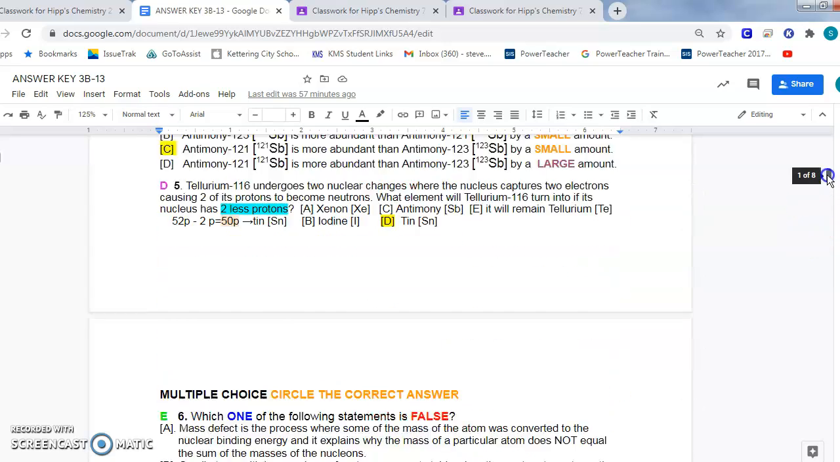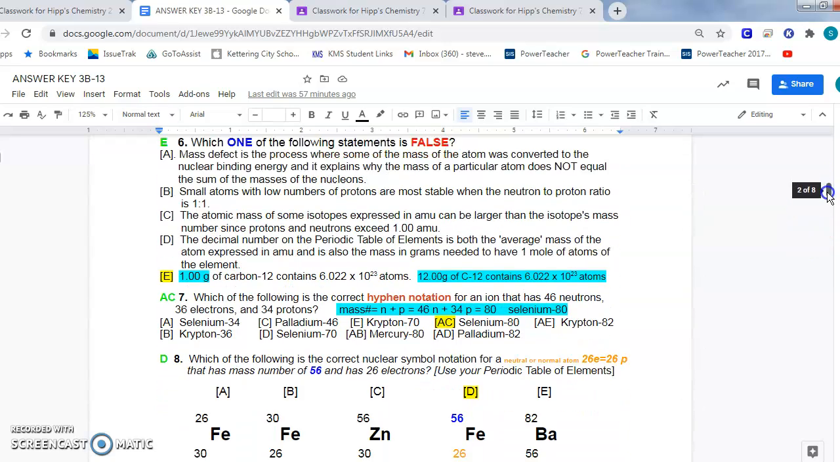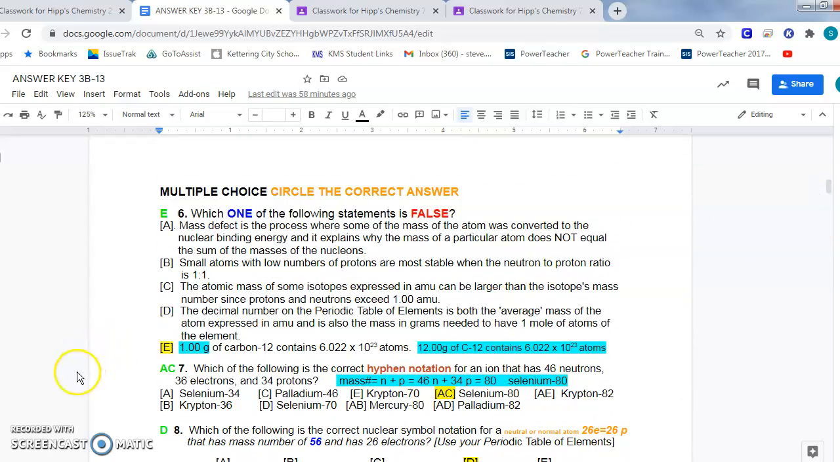This will conclude our video on page 2 of the test. The next video will pick up with page 3.